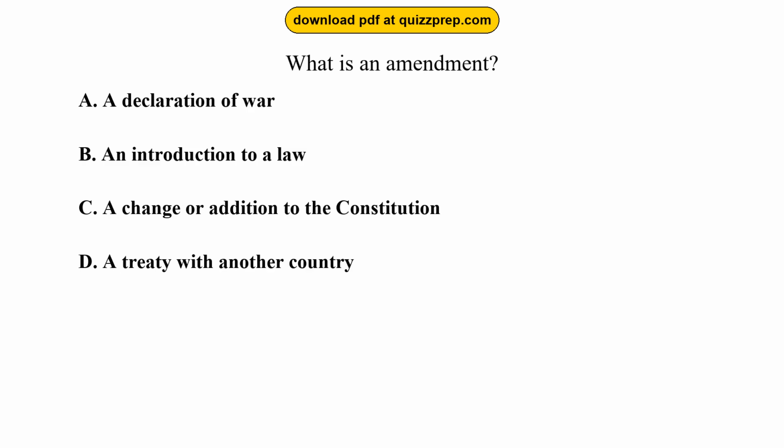Question 5. What is an amendment? Option A, a declaration of war. Option B, an introduction to a law. Option C, a change or addition to the Constitution. Option D, a treaty with another country. The correct answer is option C, a change or addition to the Constitution. An amendment is an official change, addition, or correction to the U.S.